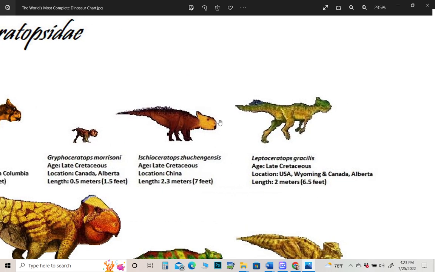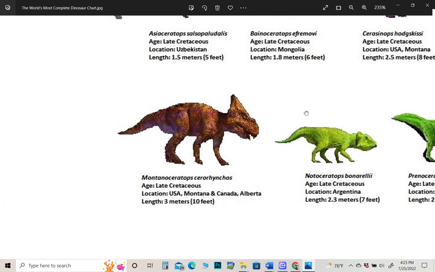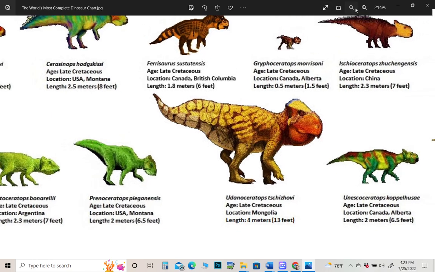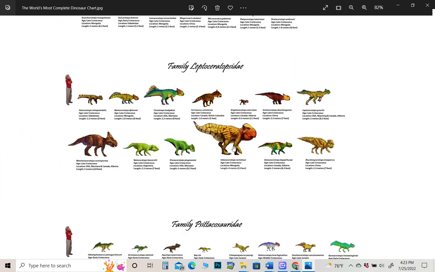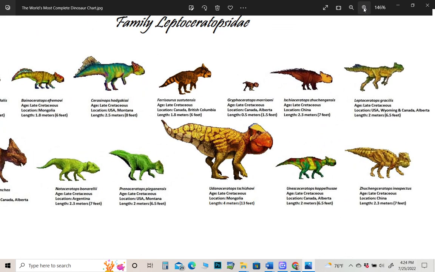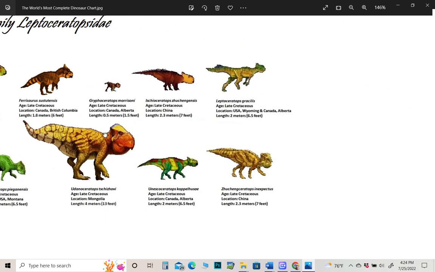Gryphoceratops, Ichthyoceratops, Leptoceratops, Montanaceratops, Nodoceratops, Prenoceratops, Udanoceratops, which was an unusually large Leptoceratopsid, as you can see, from Mongolia. That would have been quite the size of a cow. Yeah, about the size of a small cow. Maybe a regular cow, even.